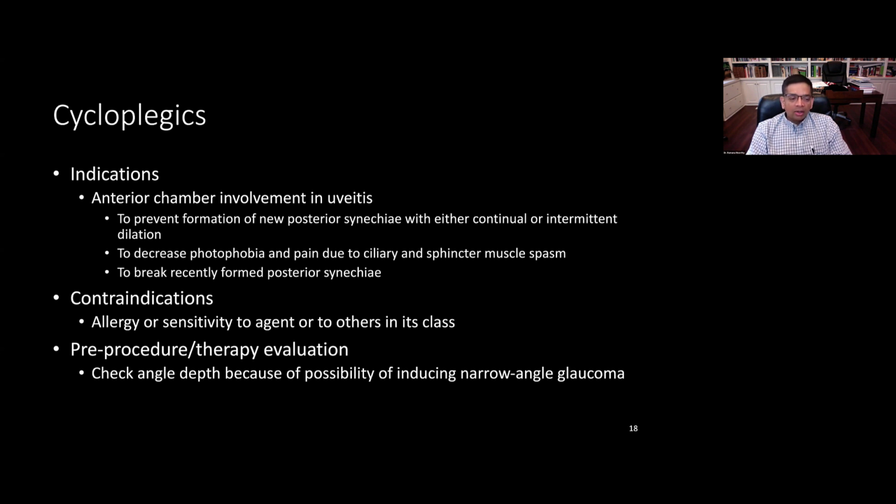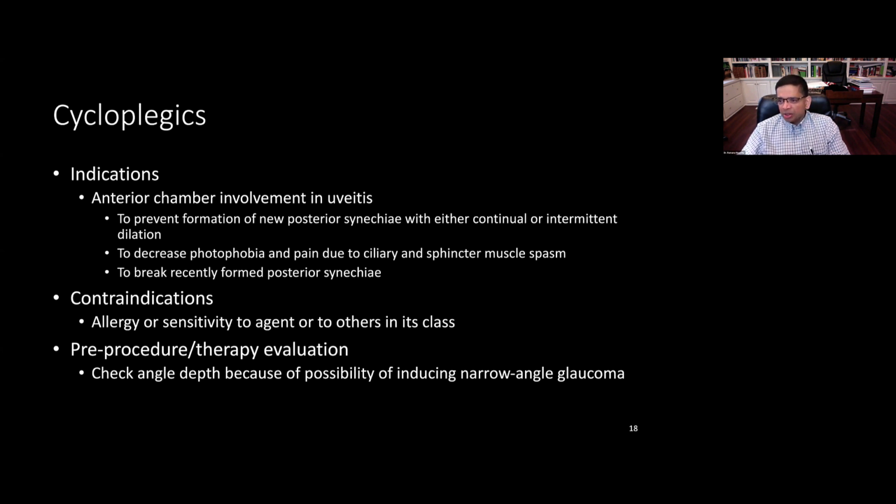If the patient has an allergy or sensitivity to the agent, this is a contraindication, of course. The other thing is you always need to check angle depth to make sure that the patient does not have primary narrow angles, so that they do not develop an angle closure attack on the cycloplegics. That's rare, but you can assess that, of course, when you do your slit lamp examination.